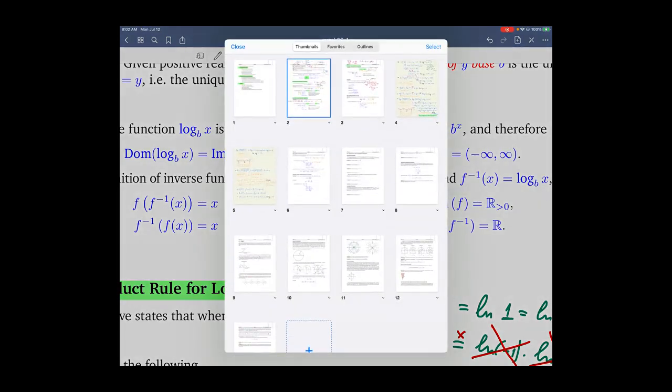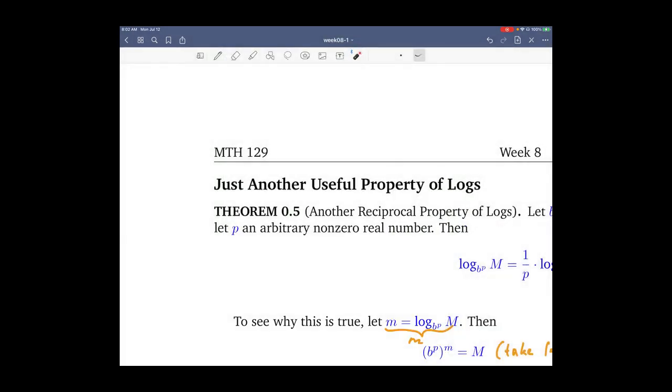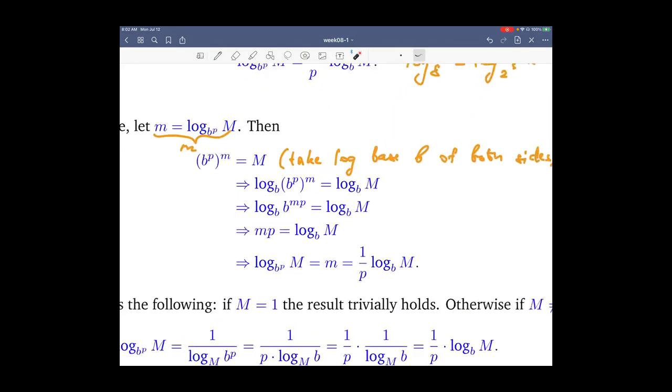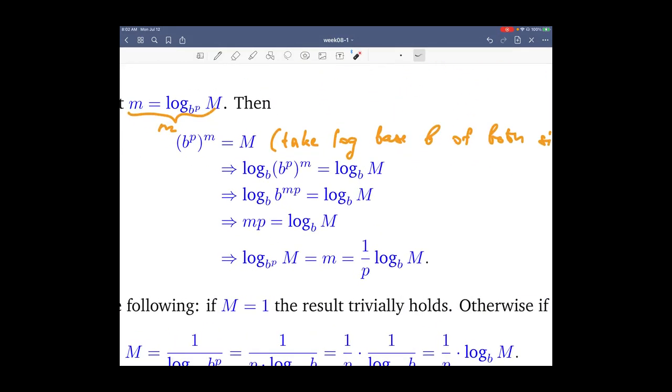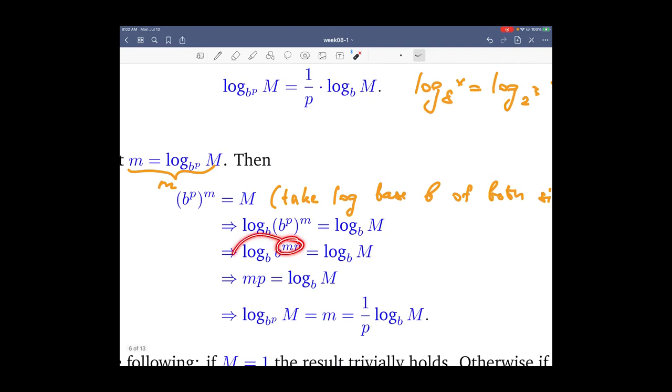So applying this here makes mp come down as a power, and we get log M base B, which stays, and mp on the left.